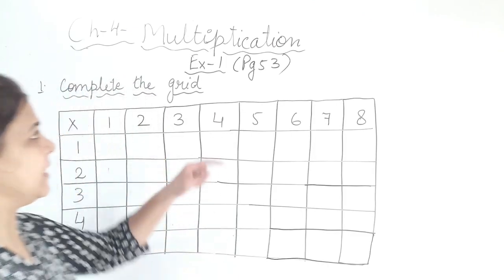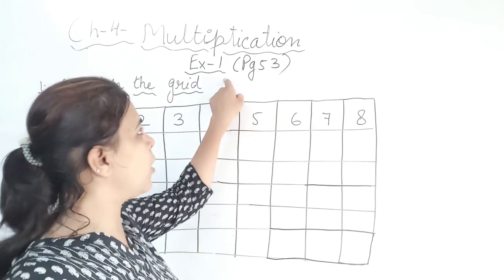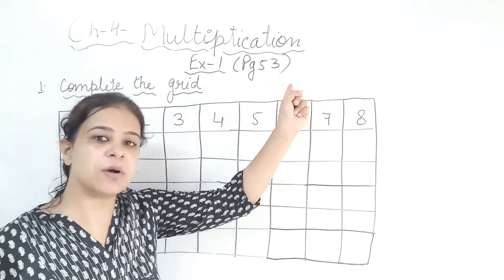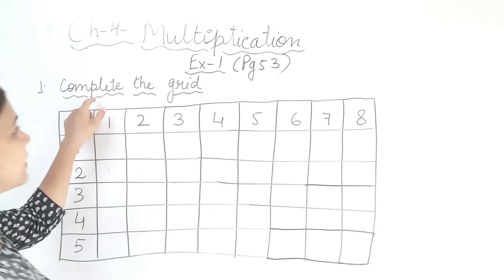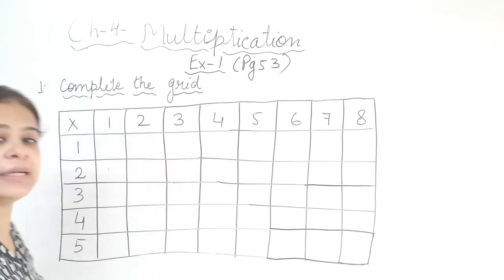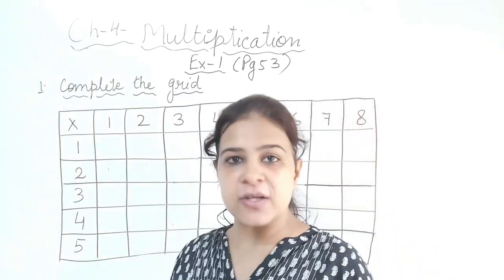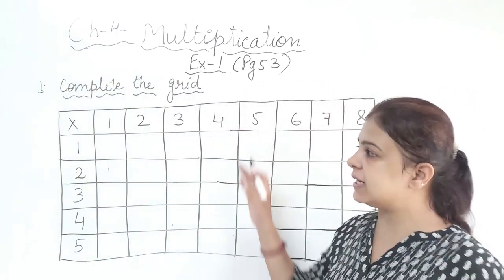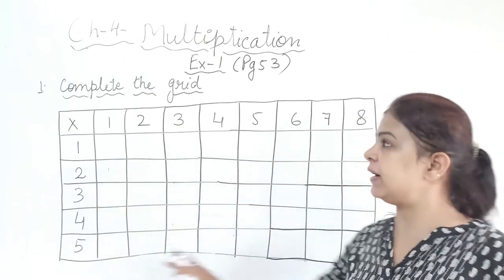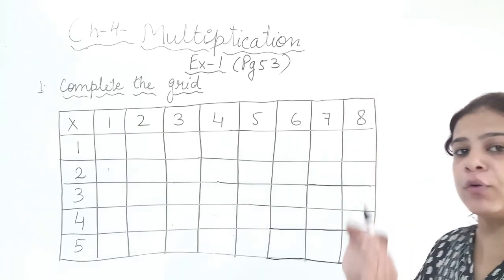Now children, see, this is exercise number 1. It is given in your maths time book, this page number 53. There is a grid given. This grid is of multiplication. We have seen the addition grid, subtraction grid. So in front of you I have made a multiplication grid and you have to complete this grid.